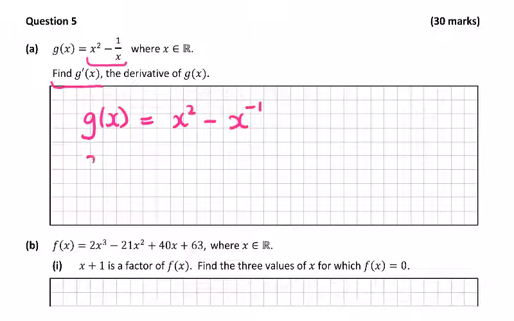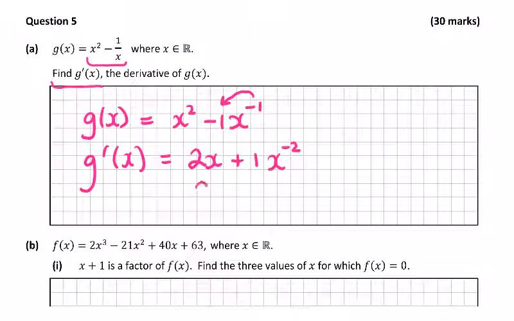And then g prime x, we're differentiating. So we're going to get 2x, bring the power in front, multiply by the number there, so there's a 1 here, so that's minus 1 by 1, so it's plus 1x to the minus 2, which is going to be 2x plus 1 over x squared for part A.